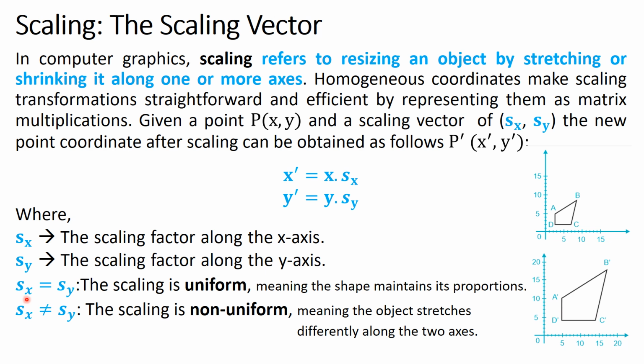If Sx equals Sy, the scaling is uniform, meaning the shape maintains its proportions. And if Sx doesn't equal Sy, the scaling is non-uniform, meaning the object stretches differently along the axes.